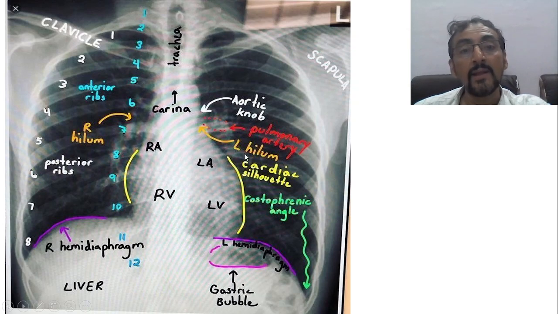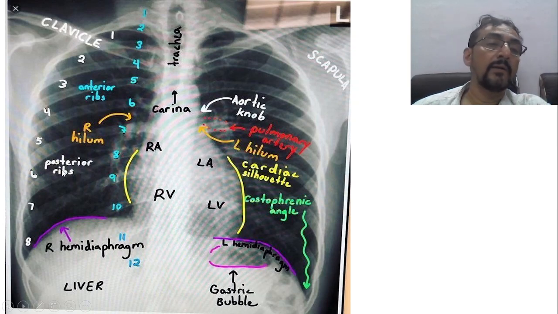Now this is the area of hilum, and this is the left atrial appendage, and this is the left atrium, left ventricle. Okay, this is cardiophrenic angle. You can see cardiophrenic angle. This is gastric bubble. I think now it is very clear. Okay, so this is posterior rib and this is anterior.